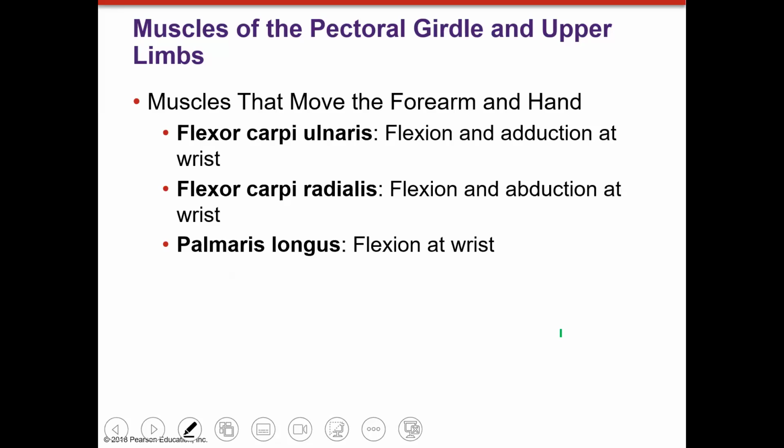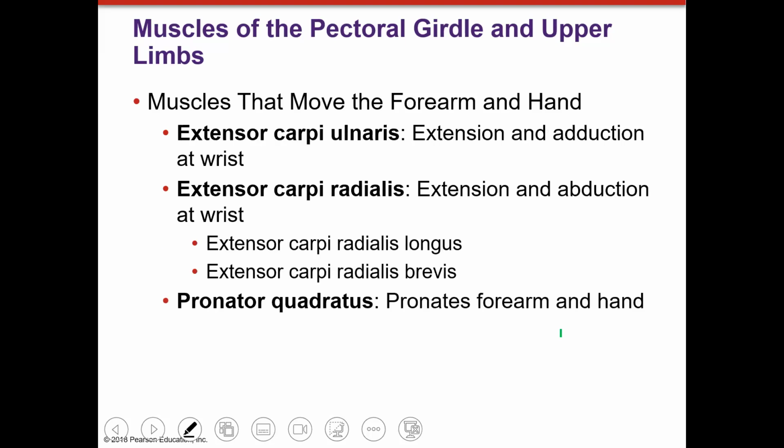Flexor carpi ulnaris, flexion and adduction at the wrist. Flexor carpi radialis, flexion and abduction at the wrist. Palmaris longus gives us flexion of the wrist. Extensor carpi ulnaris gives us extension and adduction at the wrist. Extensor carpi radialis, extension and abduction at the wrist.